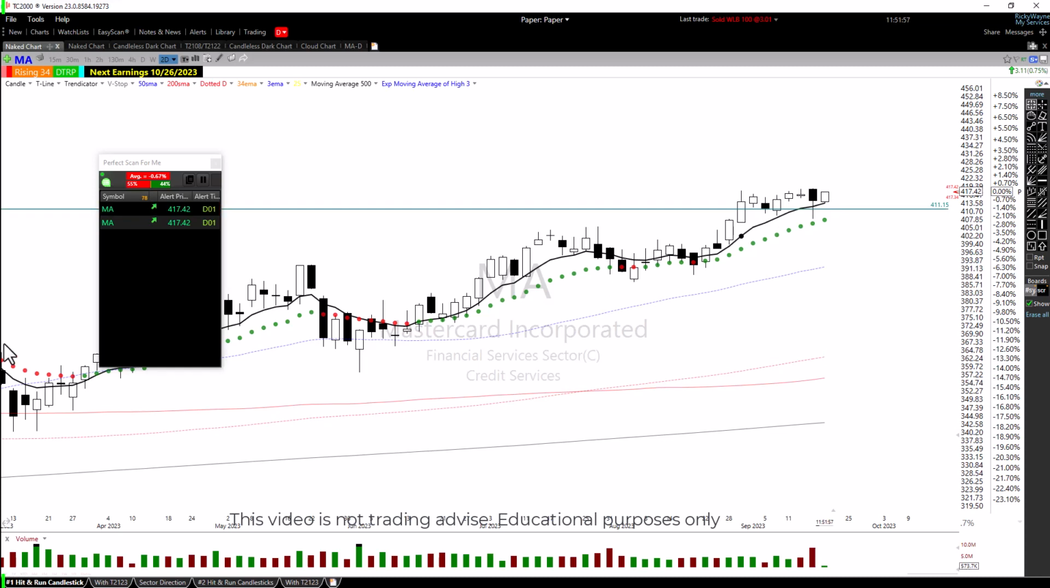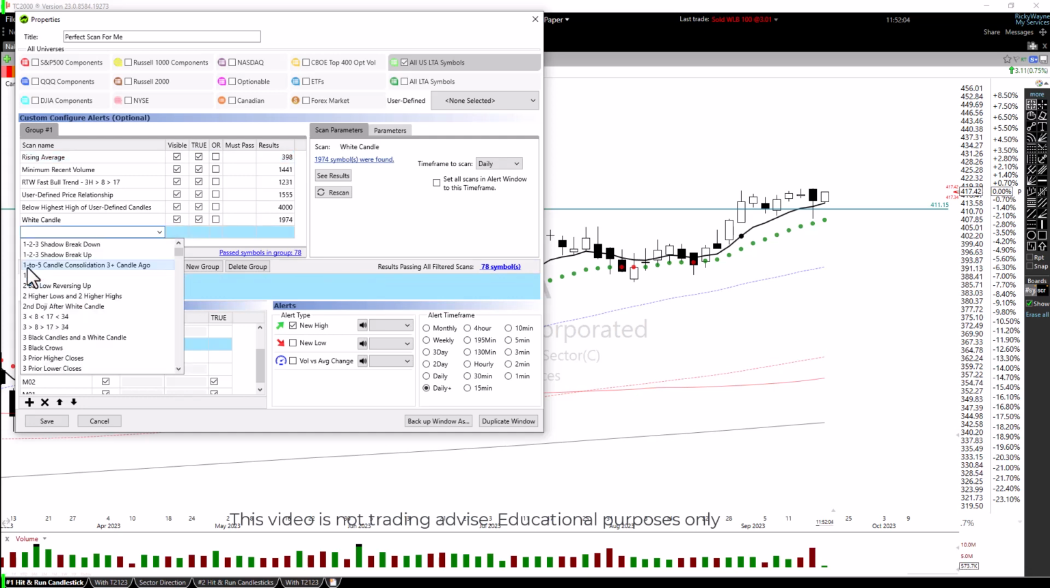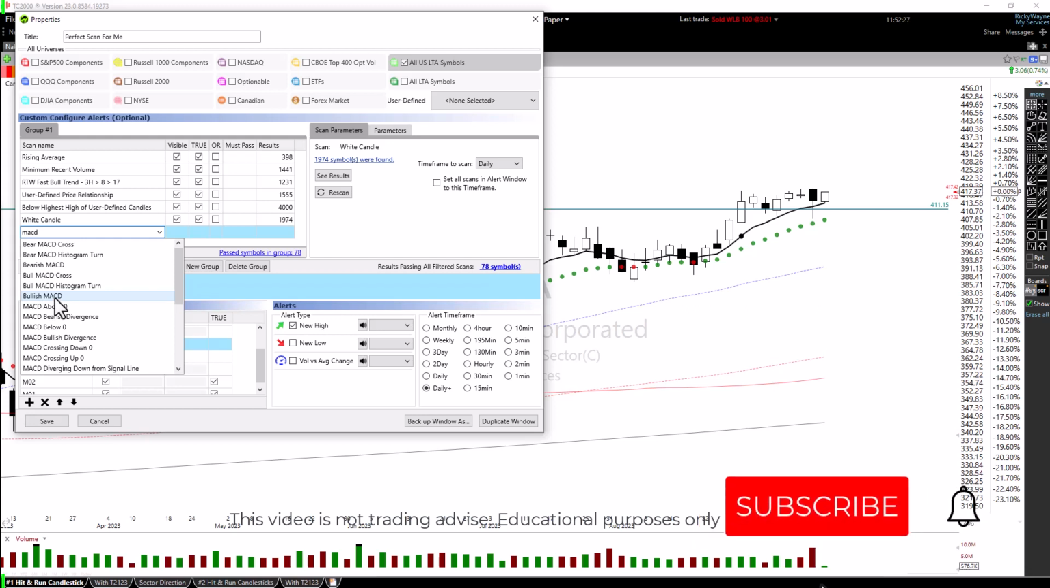Maybe we want to add something else to it. This is one that I have on some of my scans, and that's a little MACD action. So I'm going to come over here, and this is a special scan that I had to ask Ed for, and it's here for everybody. And it is bullish MACD. It's not fancy. It just says it's a bullish MACD.